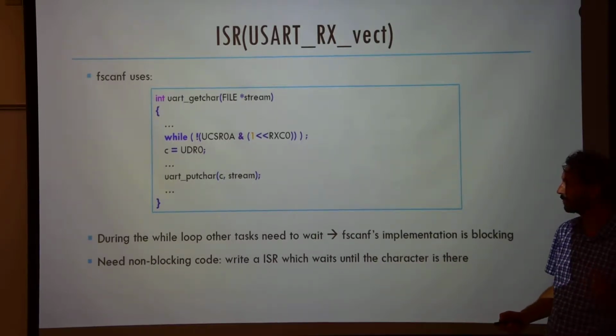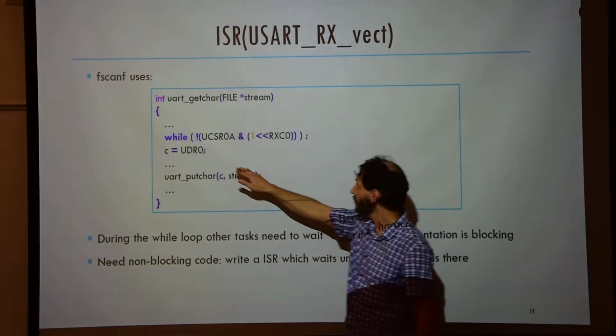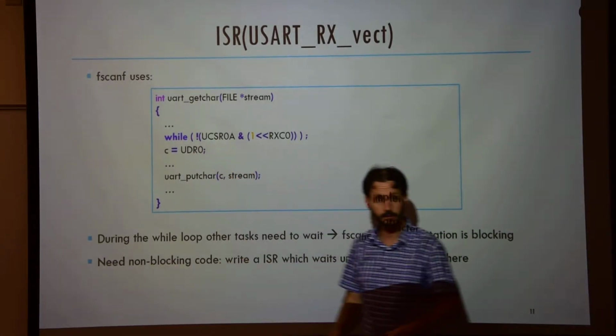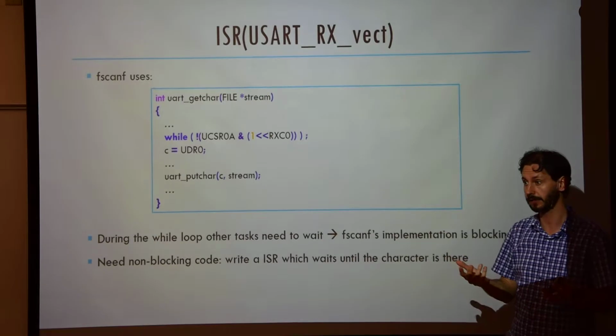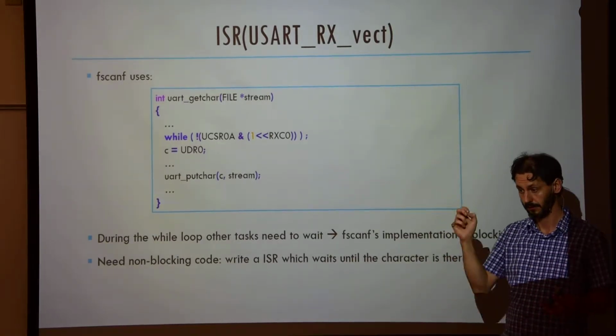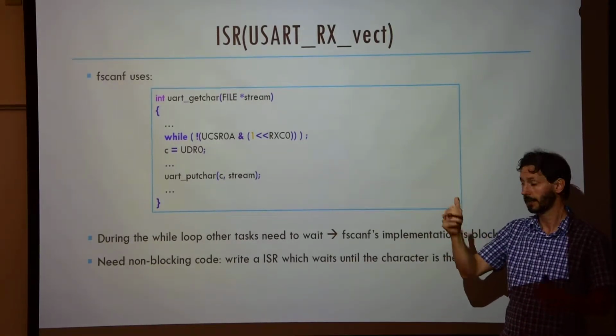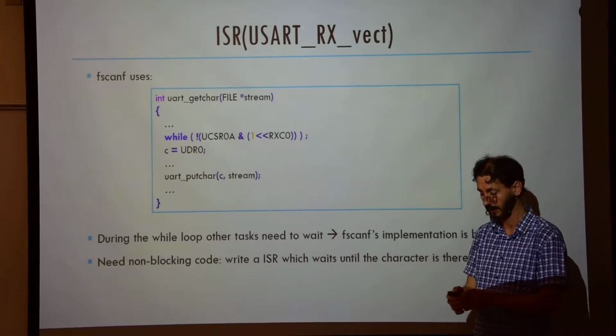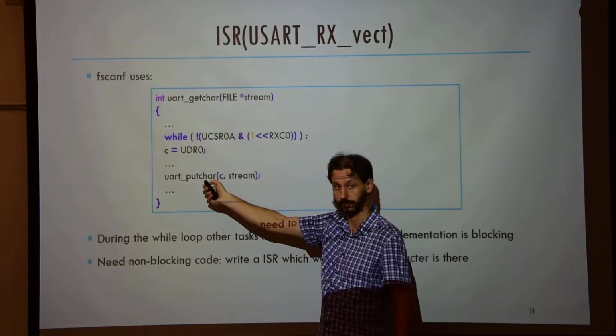We use an interrupt service routine. So the idea is that we do not want this while statement. We simply want to say, if the received character is complete, a hardware event triggers, and the ISR that corresponds to that knows that it can read a character.